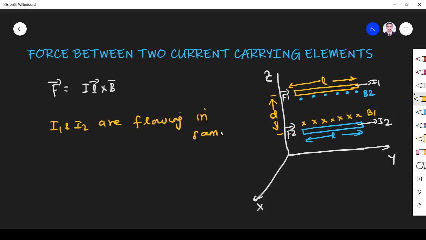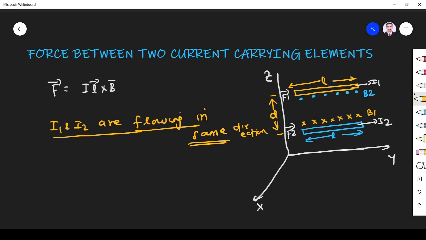You have to remember, when current flows in the same direction, what will happen? Current flows in opposite direction, what will happen? That we have to study, right? So current flows in the same direction, that's what I am going to teach you. You can find the opposite direction, that is very easy, similar to this derivation. The length of the conductor is L. The force experienced by first conductor is F1, force experienced by second conductor is F2.